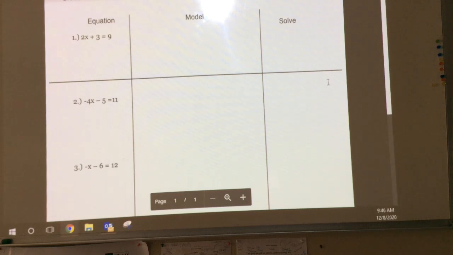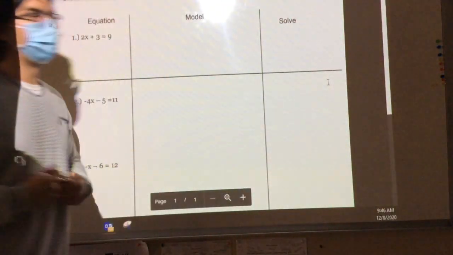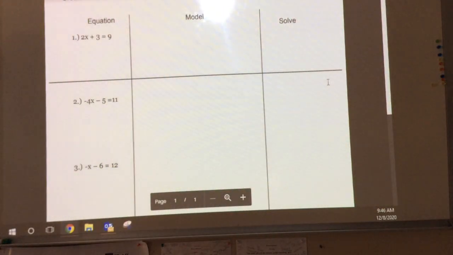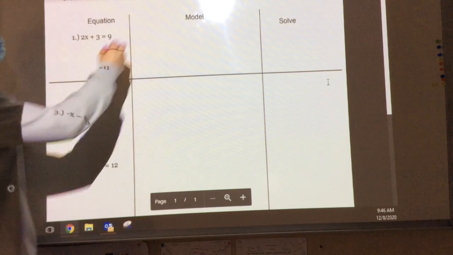Do you understand? You can solve the models the same way that we've been doing it. I just want you to be aware of some things that you might see. So here is the question that we have. Okay, 2x plus 3 equals 9. So here's what a model might look like.